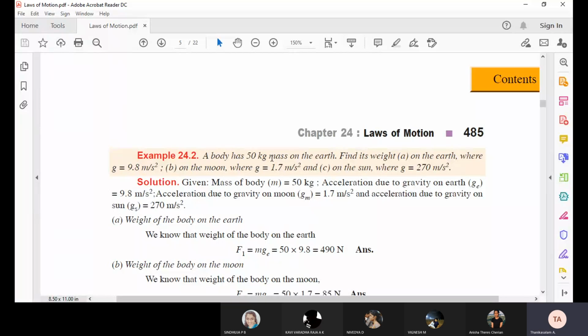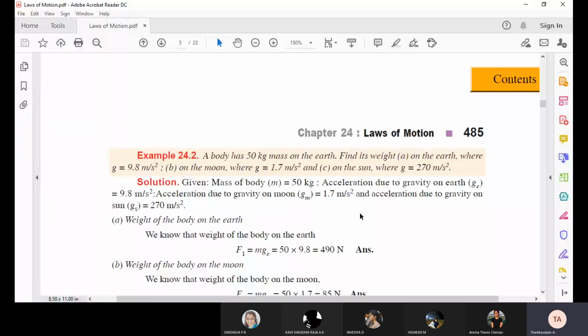Your body has 50 kg mass. Find its weight. They're asking weight on Earth. See, at a different planet there is a different acceleration due to gravity. So on the Earth they have given g as 9.81. On the Moon they have given g equal to 1.7 meter per second square. On the Sun, the gravity value is 270 meter per second square.